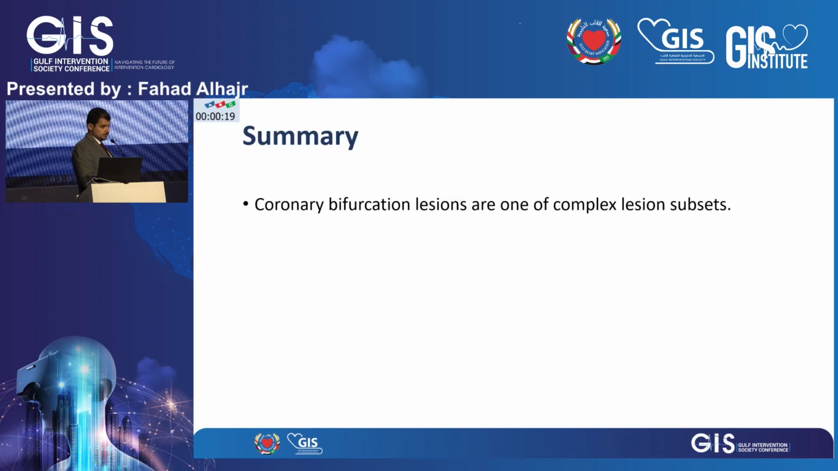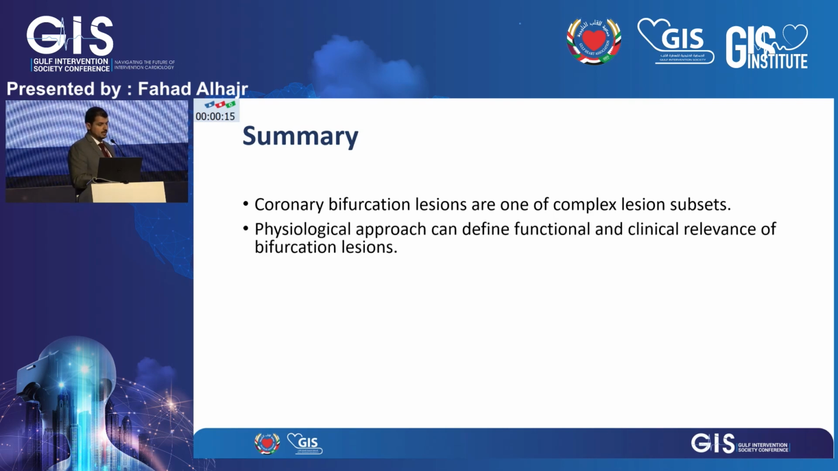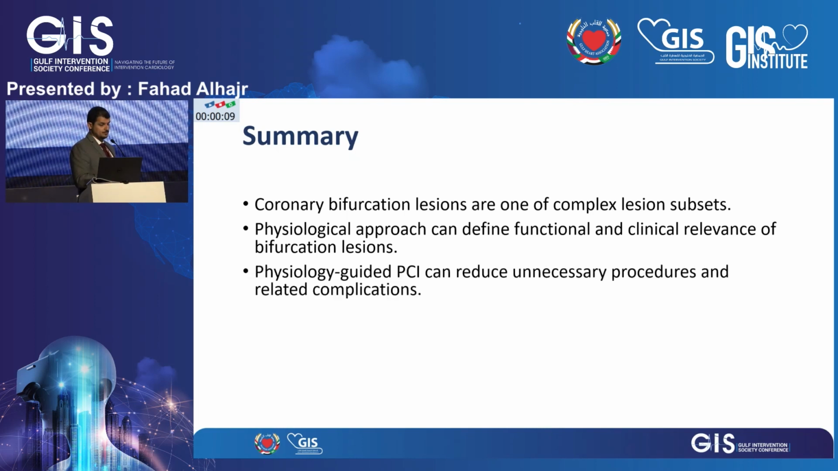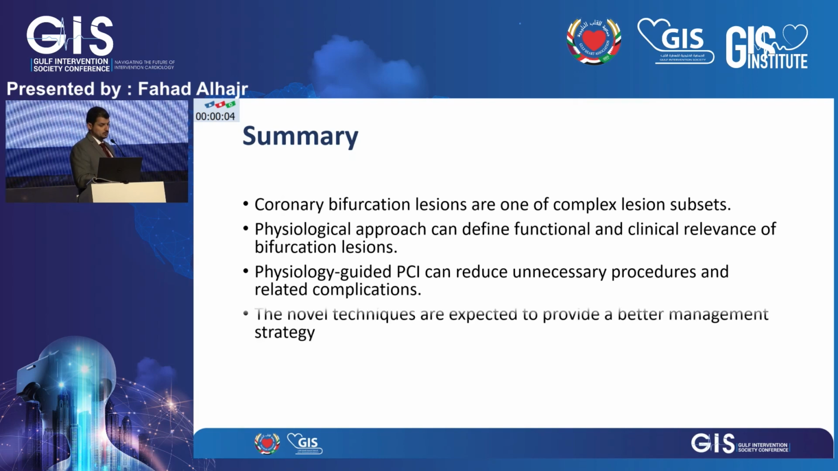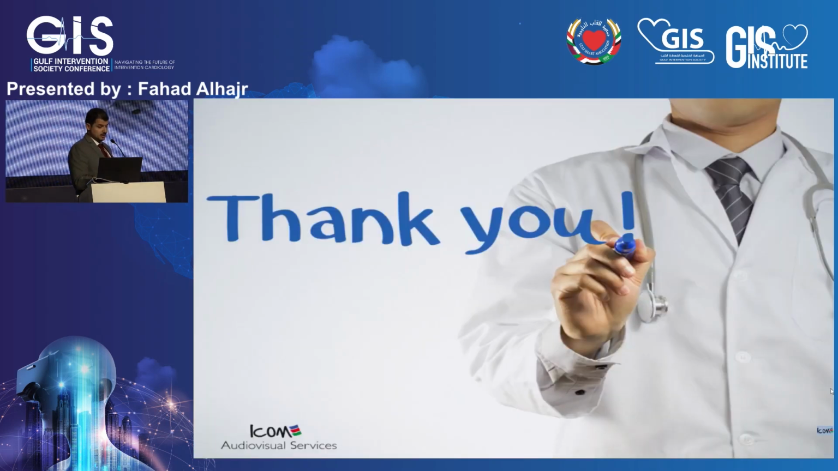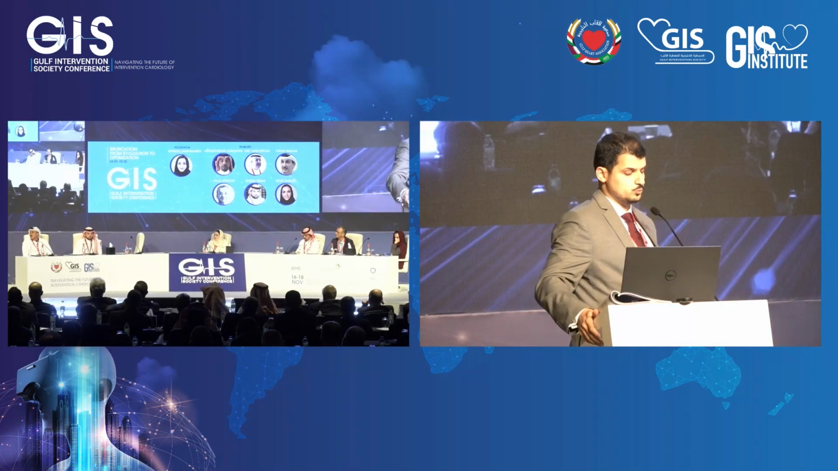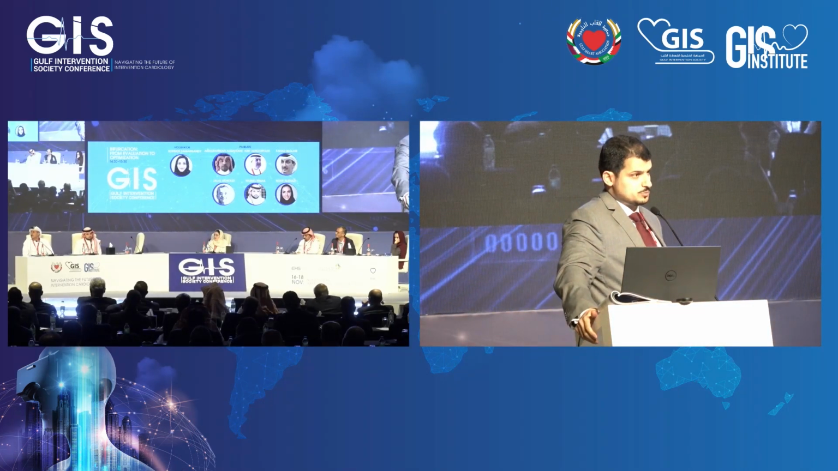So in summary, in the last 20 seconds: coronary bifurcations are one of the complex lesion subsets. As you all agree, a practical approach to define the functional and clinical relevance of the bifurcation is important. Physiology-guided PCI can reduce unnecessary procedures and related complications. Novel techniques, including CT and myocardial perfusion imaging, will be coming soon. And the last OCTOBER trial was clearly positive, and we should try to do imaging as much as possible. Thank you.